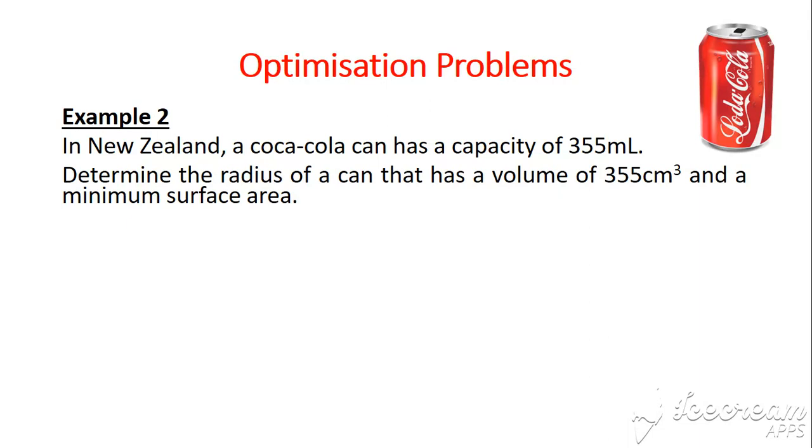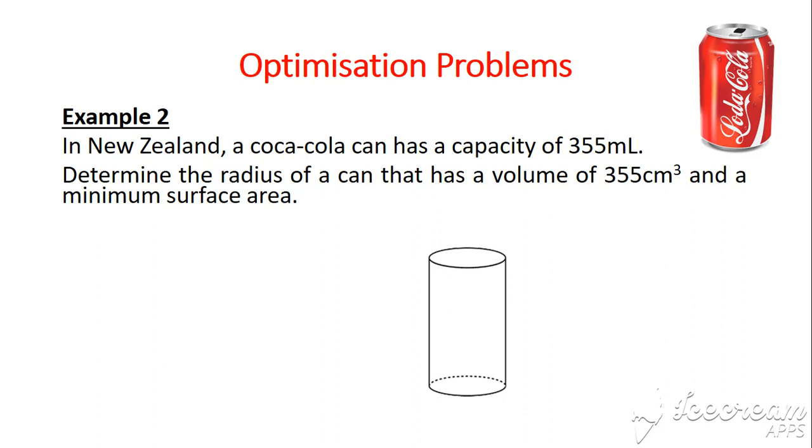Right, move on to example 2. In New Zealand, a Coca-Cola can has a capacity of 355 mils. We're going to determine the radius of a can that has a volume of 355 centimetres cubed, which has a minimum surface area, because we're trying to minimize the amount of cost and amount of aluminium we use. So we're trying to minimize the surface area. Right, we need to form our own function. We haven't been given that.